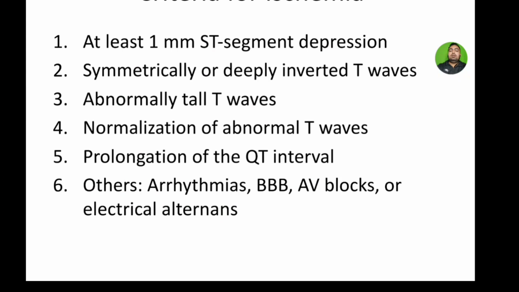Now let's move forward. These are the criteria of ischemia. The first criterion is at least one segment of ST depression. The second is symmetrical or deeply inverted T waves. There can also be abnormally tall T waves, normalization of abnormal T waves, prolongation of the QT interval, and the presence of arrhythmia, bundle branch blocks, AV blocks, or electrical alternans.